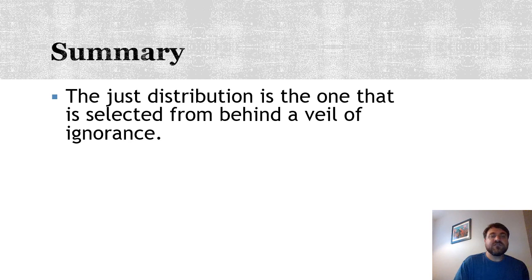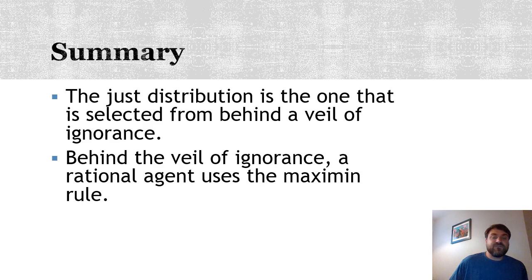And so in summary, some of the main ideas I want you to walk away from Rawls's theory with: the main idea here is that the just distribution, the fair society, is the one that is selected from behind the veil of ignorance. And again, apply all that reasoning about blind taste tests to get a good reason for why that seems to be a good procedure. Behind the veil of ignorance, a rational agent is going to use the maximin rule because they're choosing in a situation of high risk. And so they are going to want a kind of society that has the greatest possible minimum.